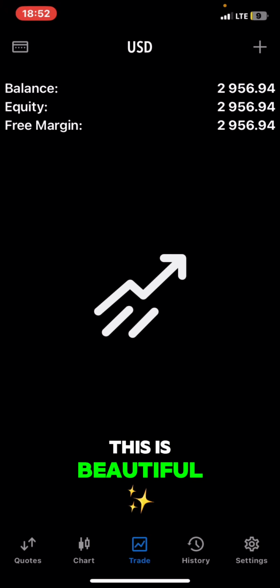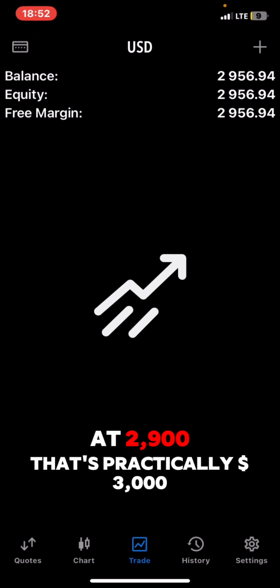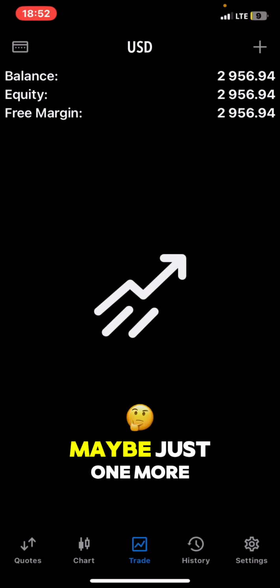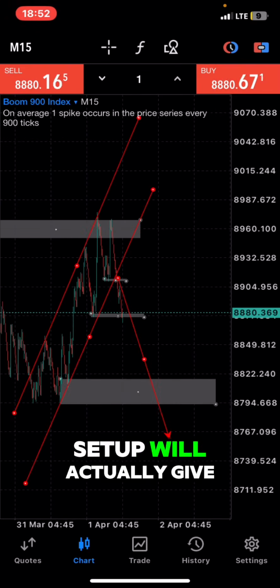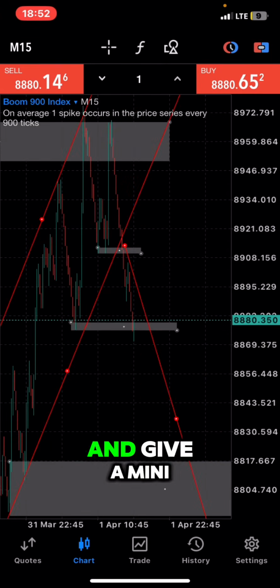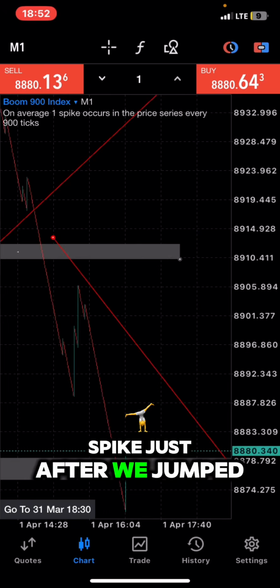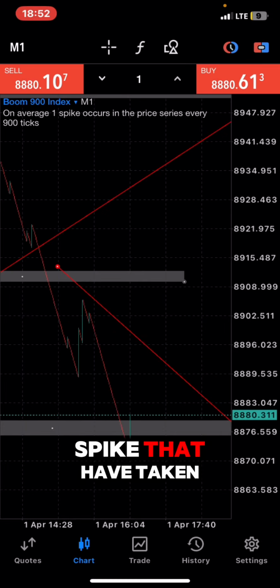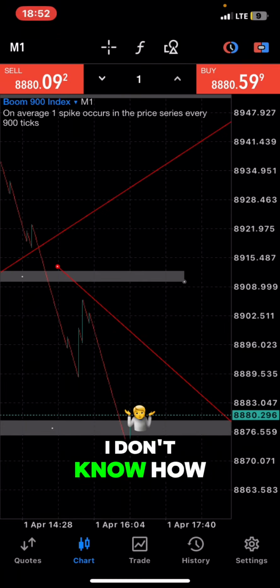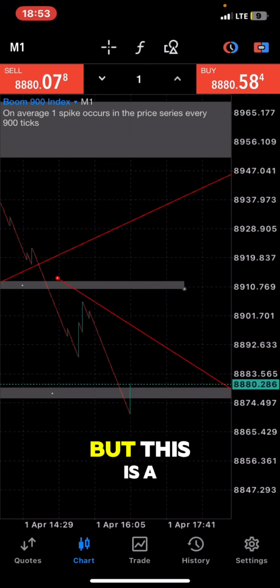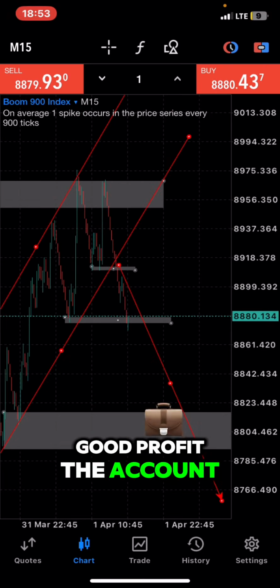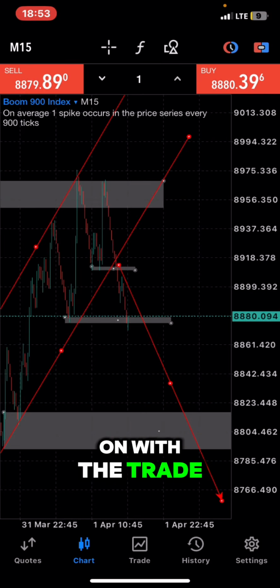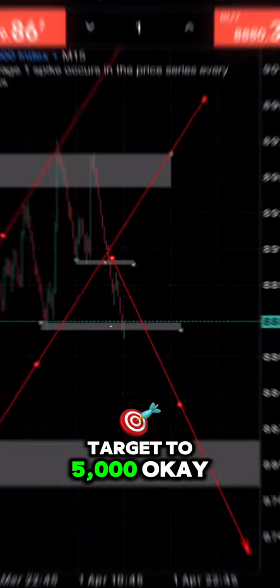This is beautiful. The account's now sitting at 2,900. That's practically $3,000. I think maybe just one more setup will actually give us a lot of money. And it gave a mini spike just after we jumped out. Whoa, okay, that's not a mini spike. That is a big spike. That could have taken maybe, I don't know how much from our profit. But this is a good profit. The account is now at 2.9. Let's continue to move on with the trades and get to our target of 5,000.